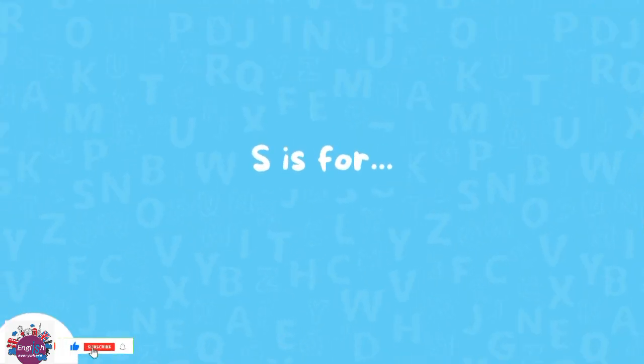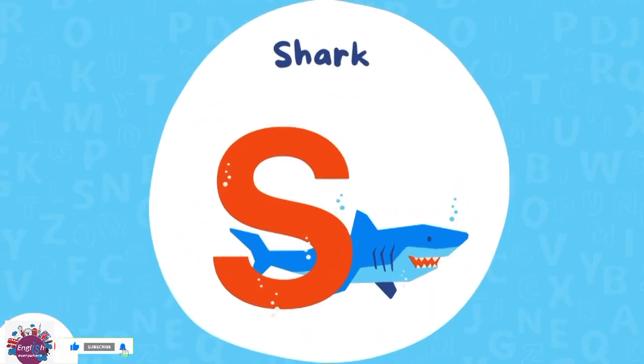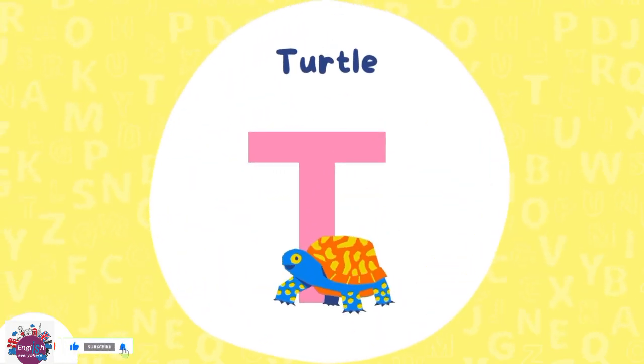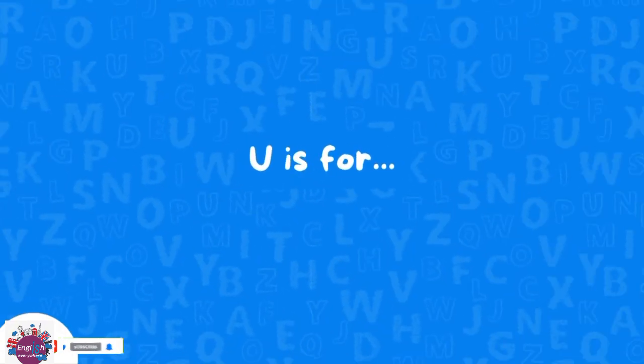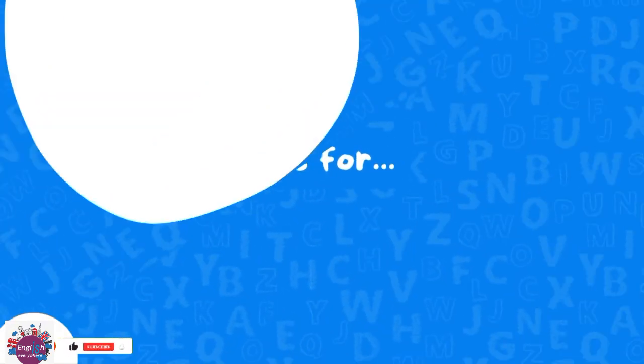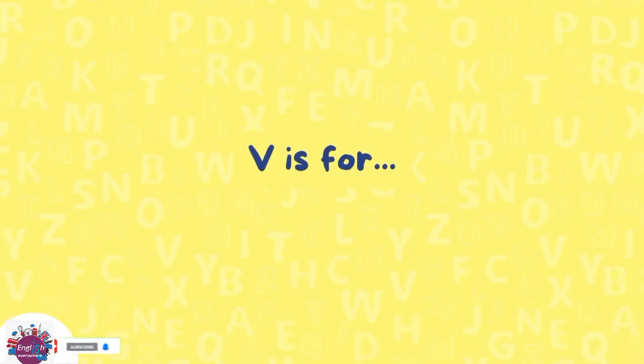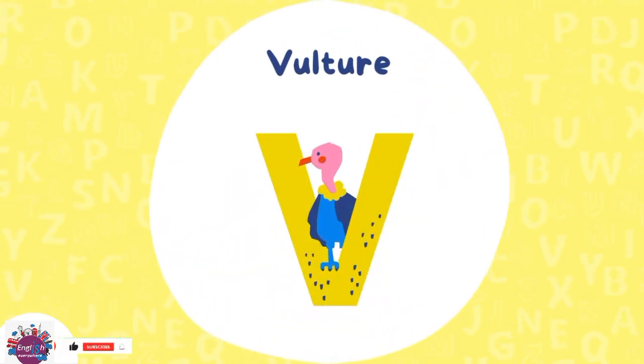S is for shark. T is for turtle. U is for urchin. V is for vulture.